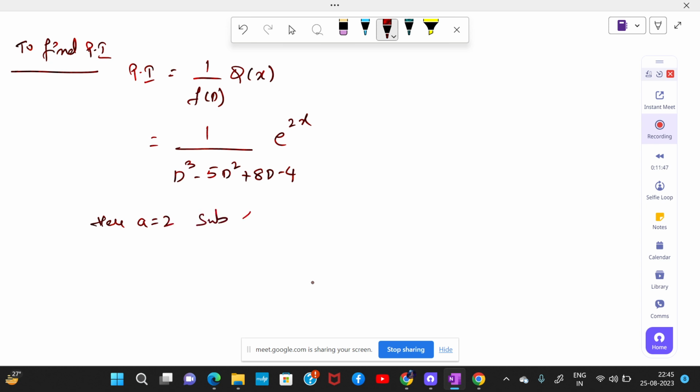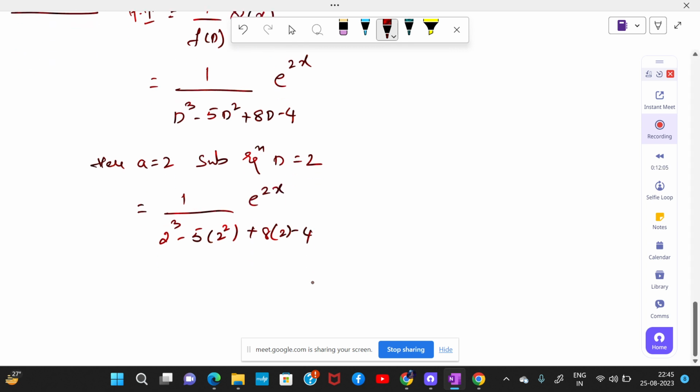So substitute every D equal to 2. 1 divided by 2 whole cube minus 5 into 2 whole square plus 8 into 2 minus 4, e to the power of 2x. It's 1 divided by 8 minus 20, that is 4 5s are 20, then plus 8 2s are 16, minus 4. 16 plus 8 is 24, minus 20 and minus 4, it's a 0. It's a case of fail case.